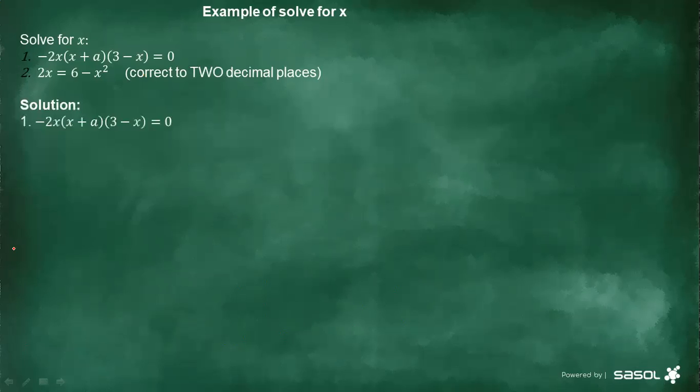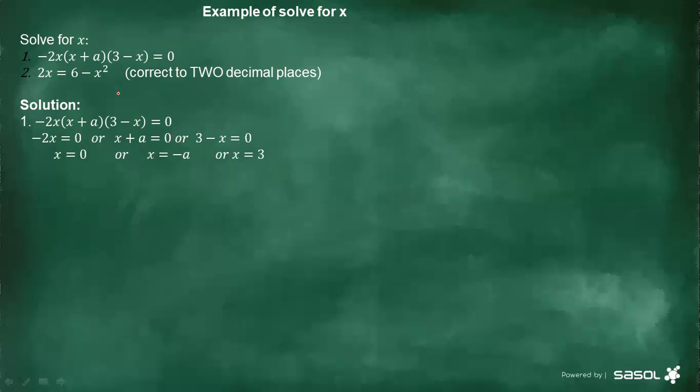Now, the fact that the right hand side is equal to 0 means we can go straight and solve this one. Then it's -2x equals 0, that's the first one, or x plus a equals 0, or 3 minus x equals 0. Then we transpose. If you divide by -2, it's still going to give us 0, so x equals 0. And this one, x equals -a. And then this one is going to give us a positive 3. So we just solved the value of x. It's quite simple and easy.